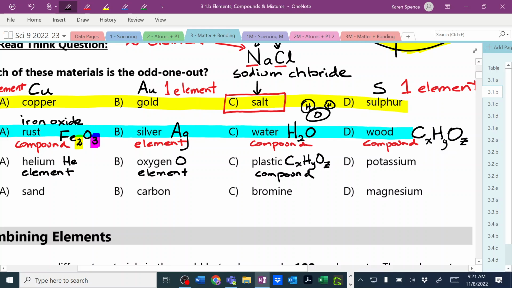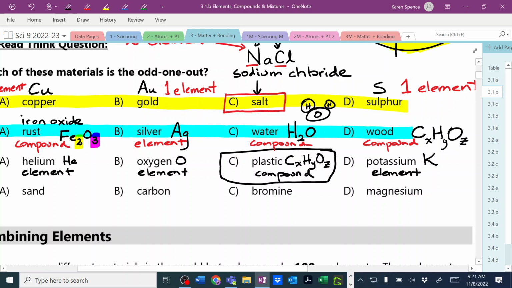And potassium is, what's the symbol for potassium? It is K. It's one of those weird ones, right? Probably from the Latin. So that is an element. So who is the odd one out in this series of things here? Plastic.